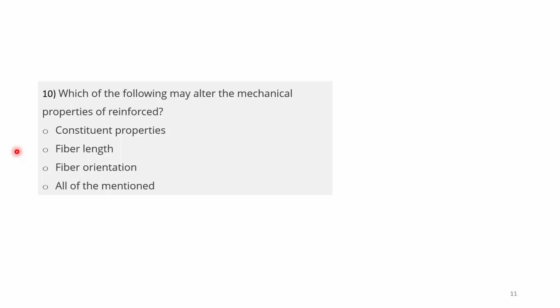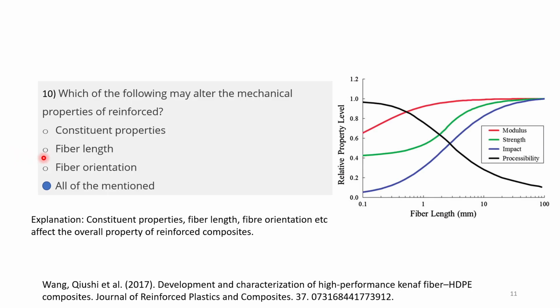Next question is, which of the following may alter the mechanical properties of reinforced composites? Options are constituent properties, fiber length, fiber orientation, or all of the mentioned. Answer will be all of the mentioned. All these reasons, constituent property, fiber length, fiber orientation, etc., affect the overall property of reinforced composites. And here you can see, as you keep on increasing fiber length, properties such as modulus, strength and impact keep on increasing, but processability decreases.